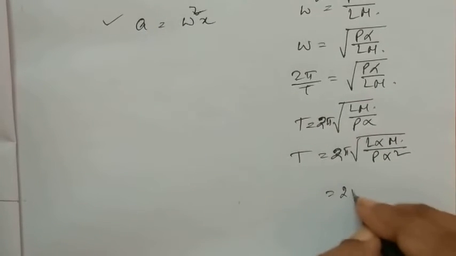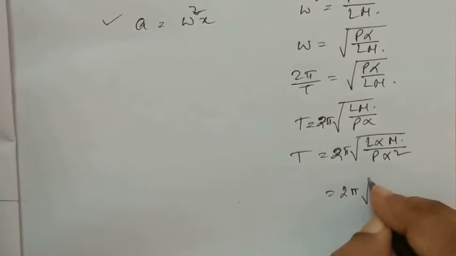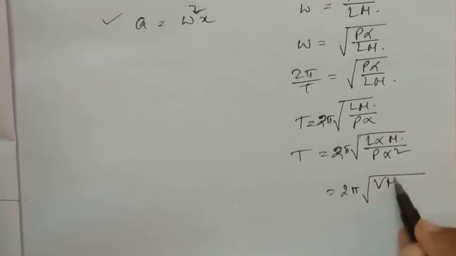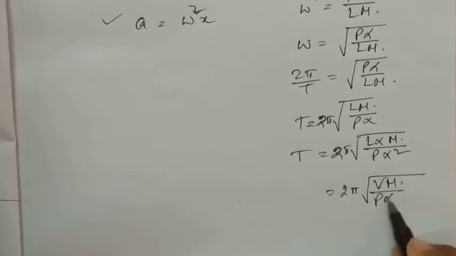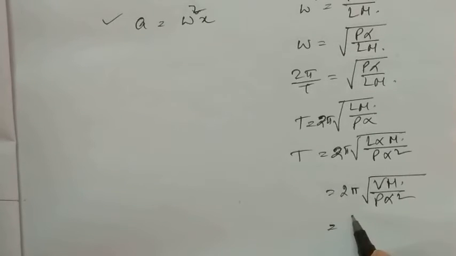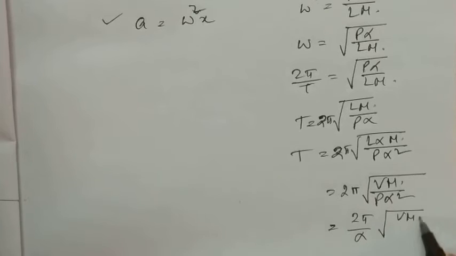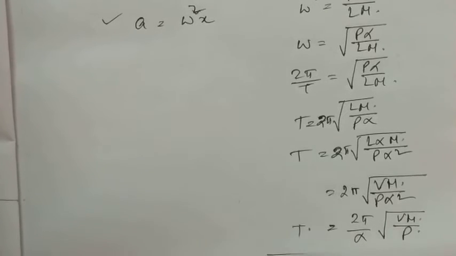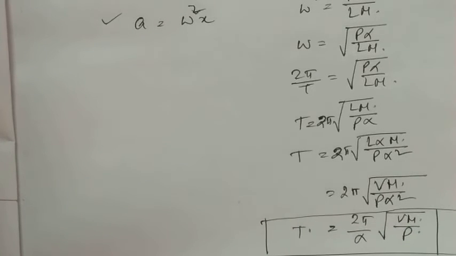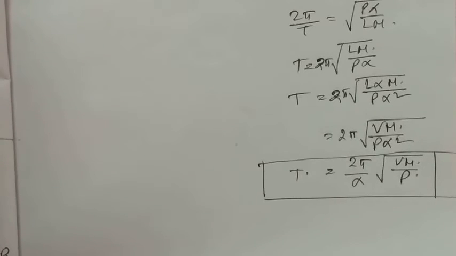That means 2 pi. Now what is L into alpha? L into alpha means the volume of the cylinder, M by P alpha square. We can take 1 alpha out, so we can write this in this fashion: 2 pi by alpha square root of Vm by P. This is the expression for time period of oscillation of a piston in a gas cylinder.